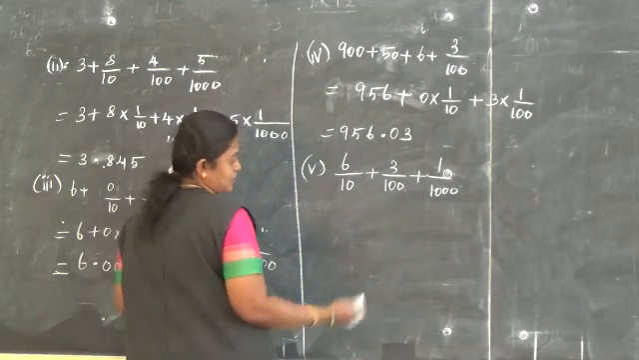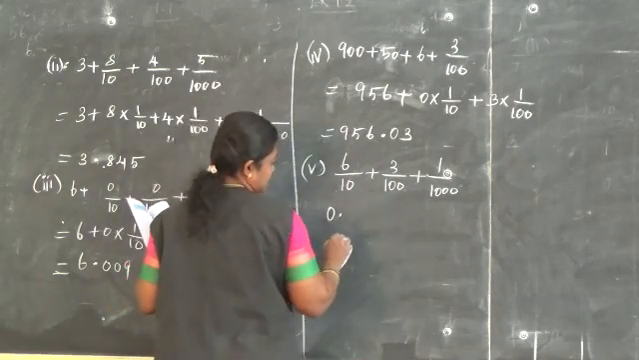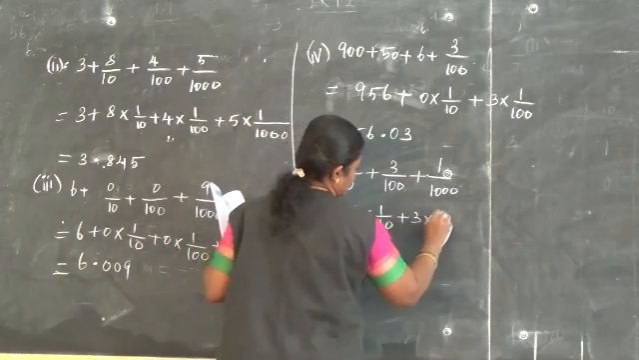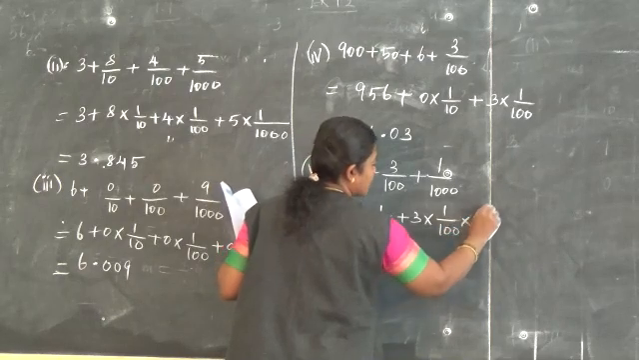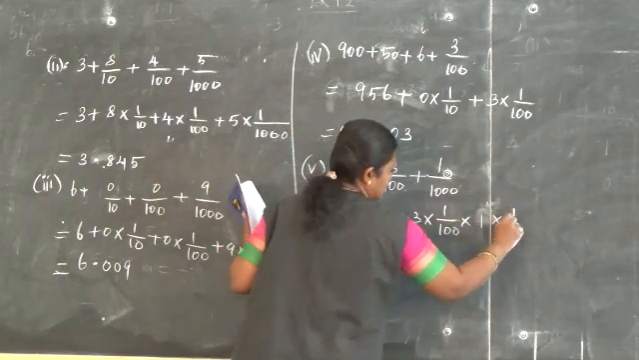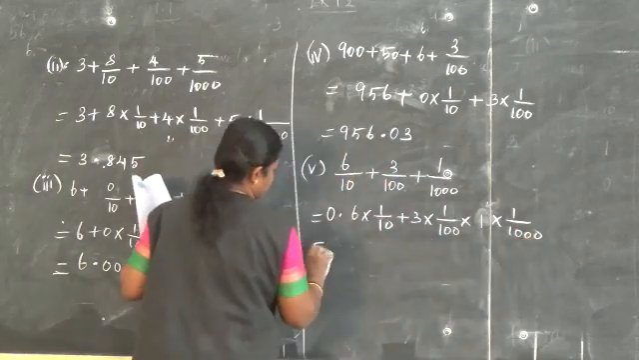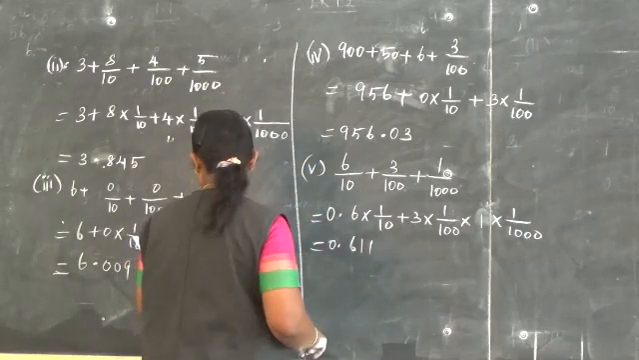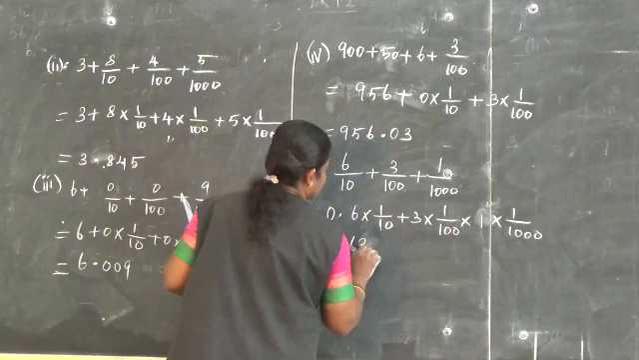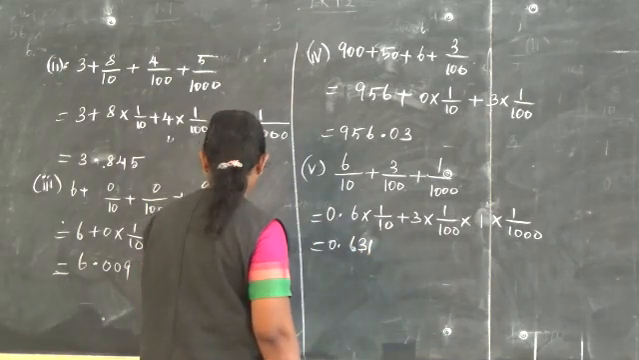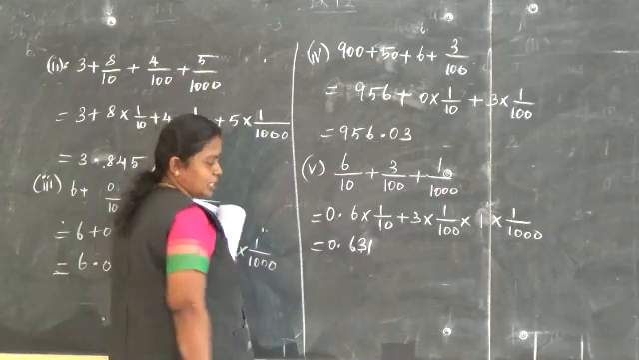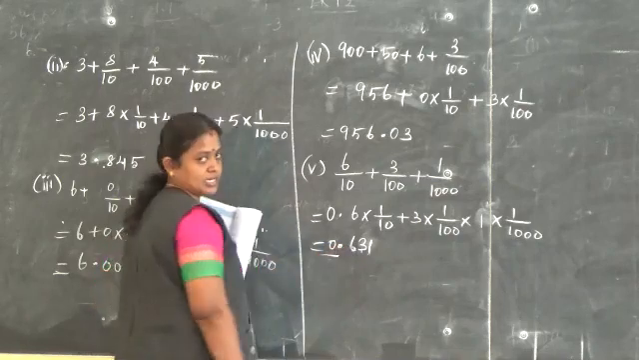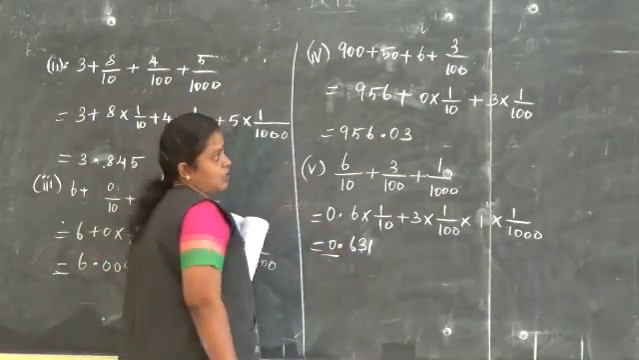Fifth subdivision, this you already know, last year itself we learned, this is not new for you. Any whole number part was there? No. So 6 into 1 by 10 plus 3 into 1 by 100 plus 1 into 1 by 1000. Only the decimal part alone is given to us. So 0.631. Here no whole number part, that's why I am keeping 0 here. So 0.631.